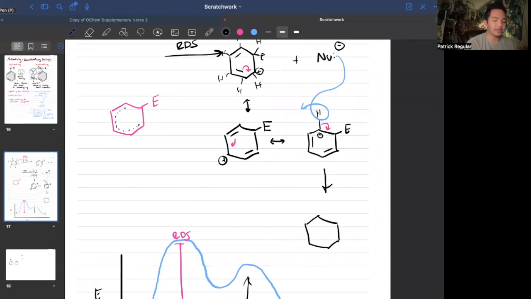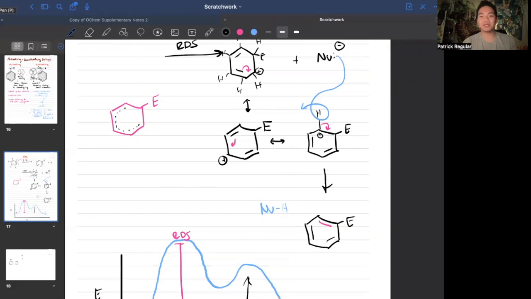Or you'll have something like this. Now in pink, I'm going to draw the reformed double bond from that original covalent bond. And now you have your nucleophile and that H. I don't know why I drew an H over here. I don't know why I keep doing that. Pretty late. There you go. So you basically just substituted one of the H's with an E, your electrophile, right?